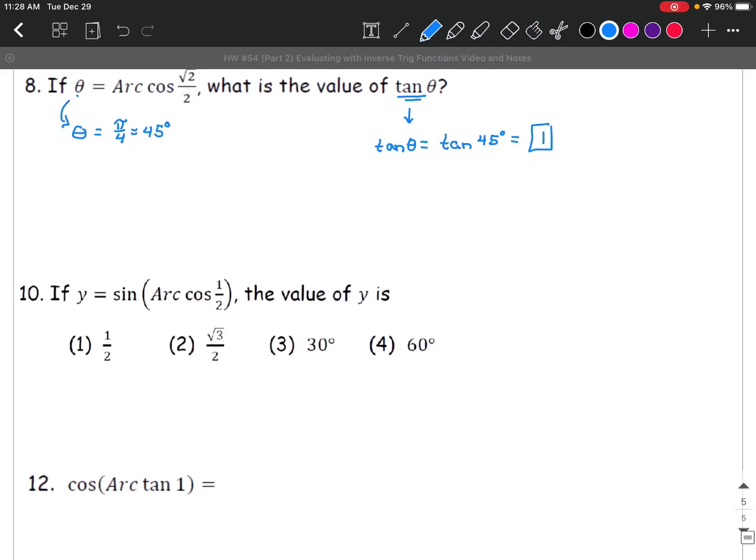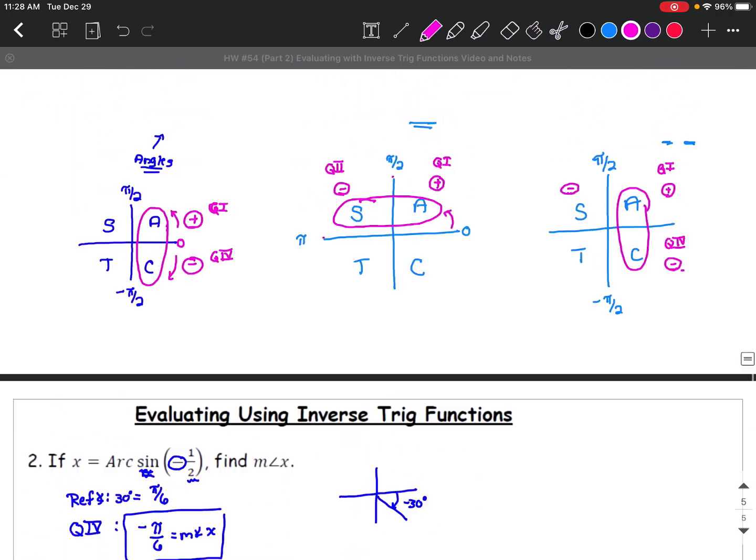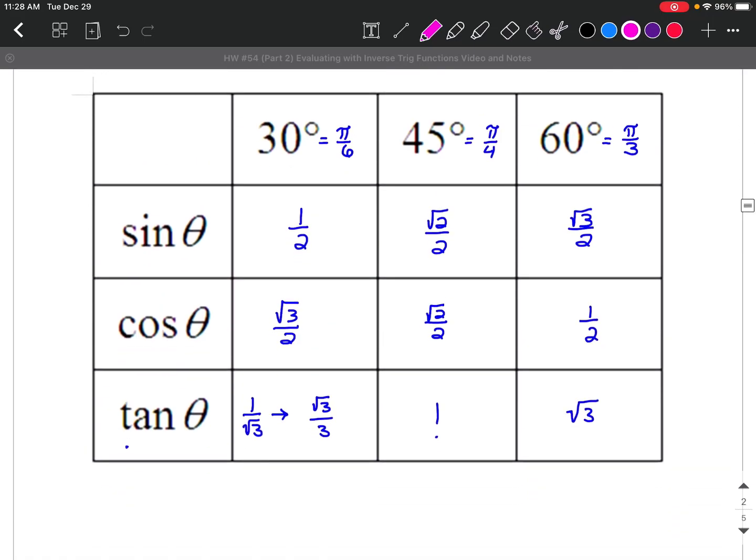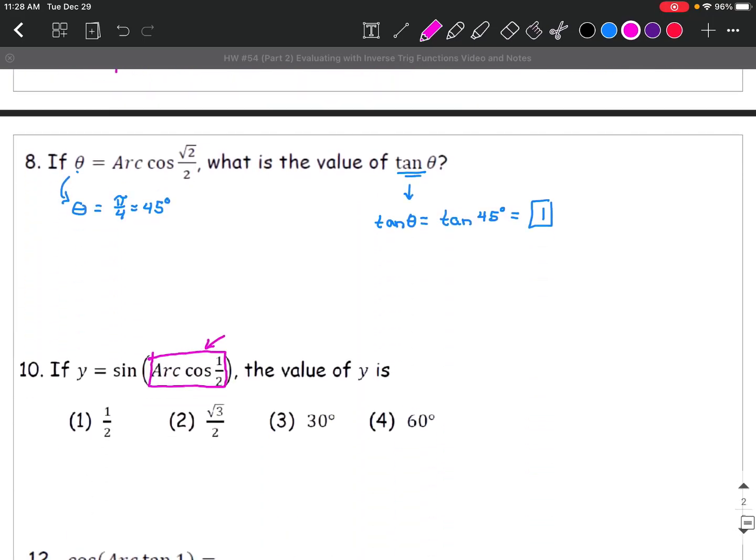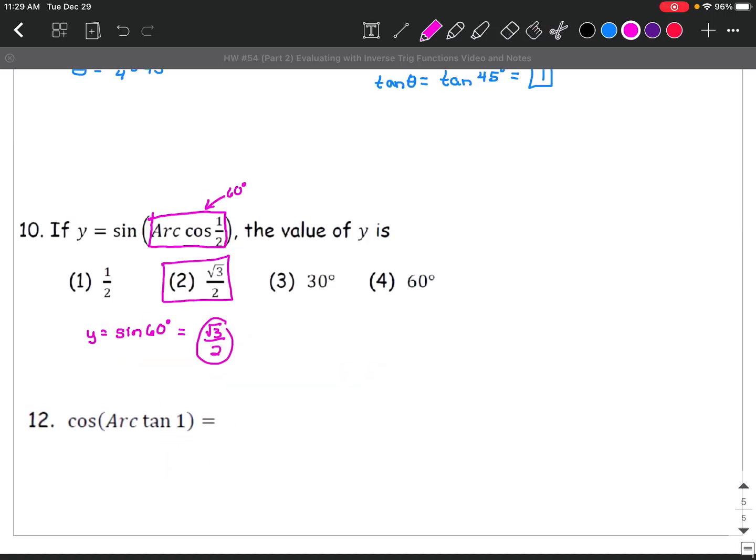And you're done. Now, y equals the sine of arc cosine of 1/2. So we're going to do inside the parentheses first. What angle has a cosine of 1/2? So if you go back to your chart, cosine of 1/2, that's 60 degrees. So we're really looking for then y equals the sine of 60 degrees. Now, again, it's on your chart. What is the sine of 60 degrees? Oh, that's radical 3 over 2. There's our answer.